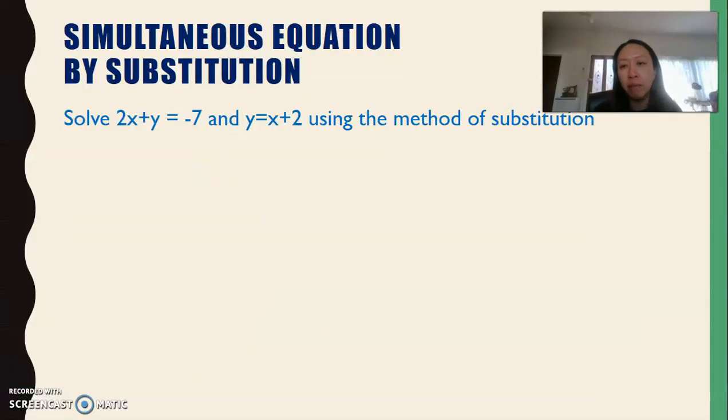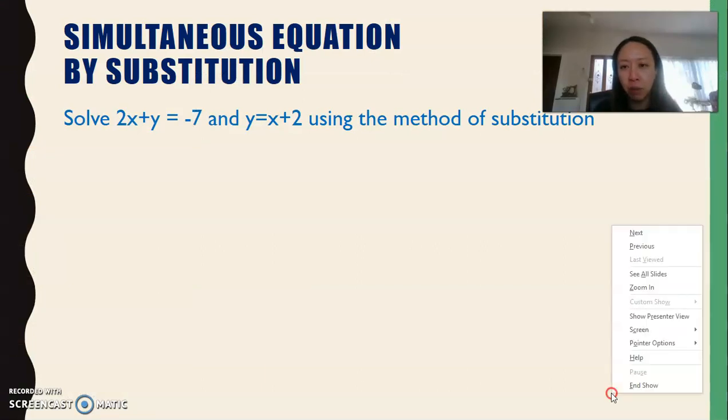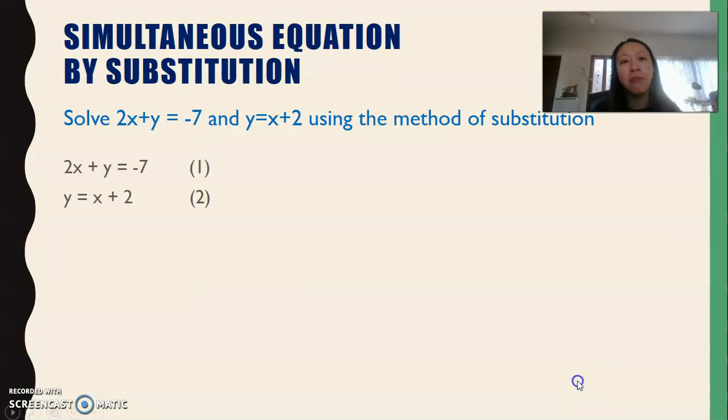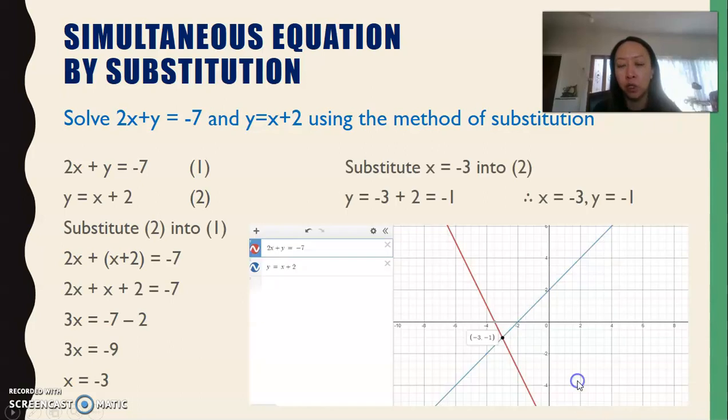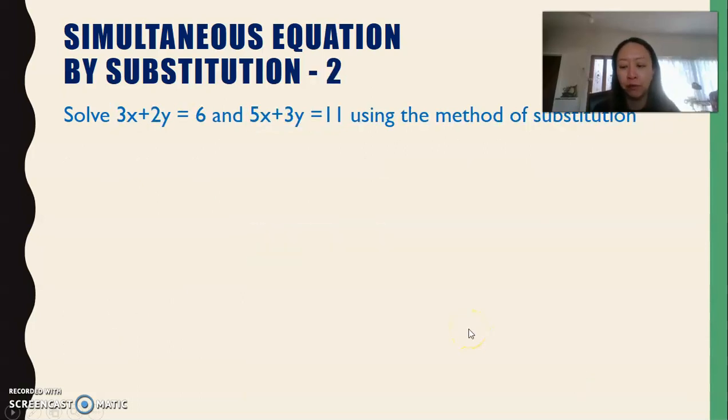There are many ways to solve it, but if the question says to solve using the method of substitution, we have to do that. So let's practice this again with another example.